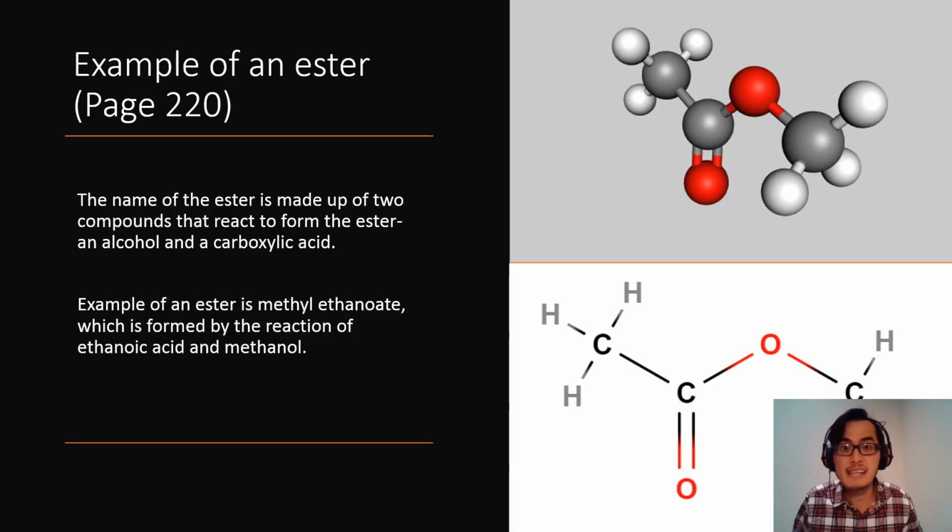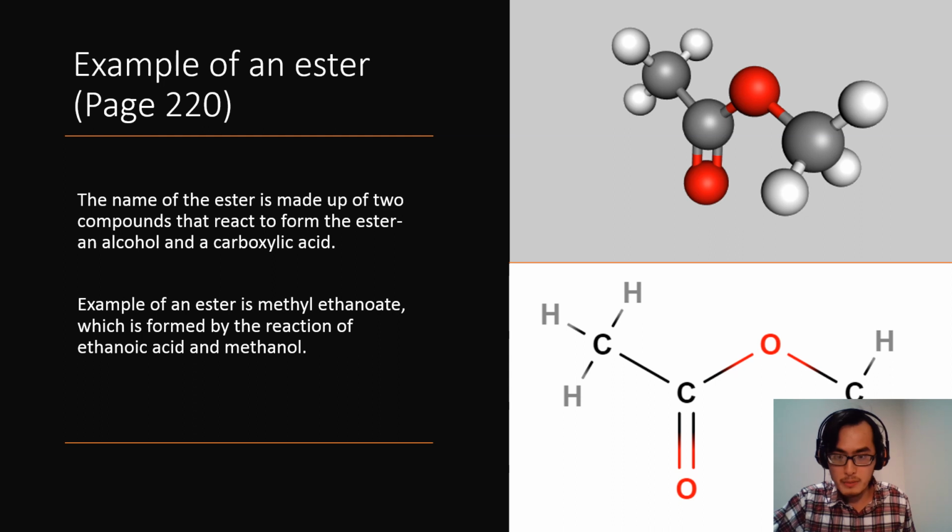Alright, so what is an example of an ester? It says that the name of the ester is made up of 2 compounds that react to form the ester, an alcohol and a carboxylic acid. It says an example of an ester is methyl ethanoate, which is formed by the reaction of ethanoic acid and methanol. So if you look at this diagram on the top right, you have what we call a ball and stick structure. The one in gray shows the carbon, the one in red shows the oxygen, and the one in white shows the hydrogen.